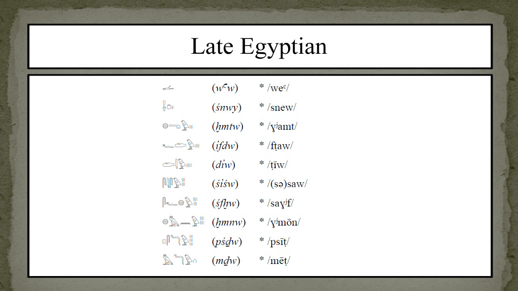Wa, Snau, Yamt, Ftau, Tiu, Sau or Sesau, Sachf, Chmon, Psit, Met.